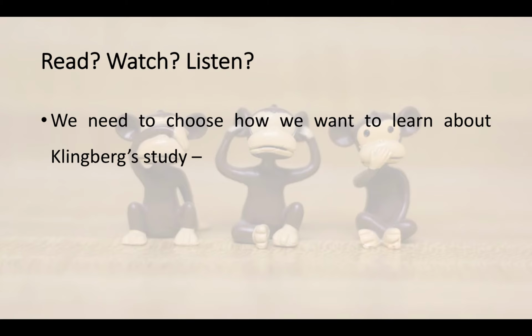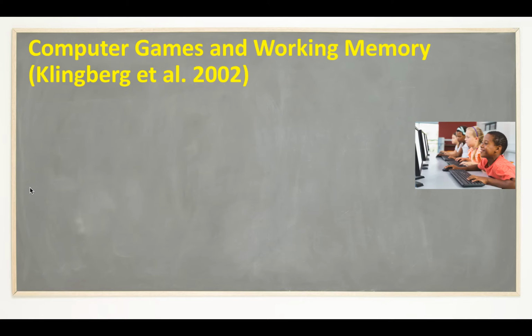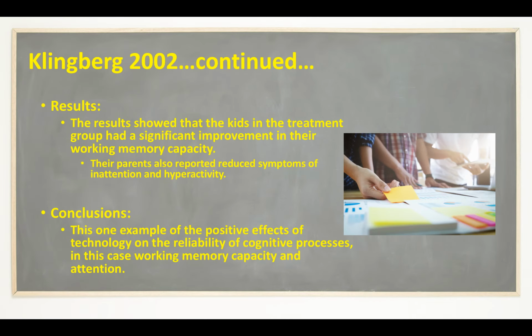Now we're going to look at a study, and I like to give students the choice of how they want to learn about it. They can read about it in the book, we can watch the TED Talk, or I can chalk and talk and explain it. And you can even do a combination of all 3. It could be majority rules, or you might divvy up the class into thirds, and they do it accordingly. I've got the slides here to explain Klingberg's study, just in case you need to.